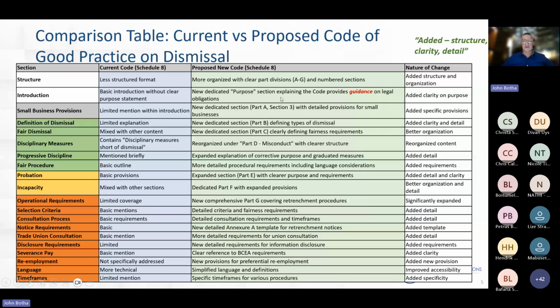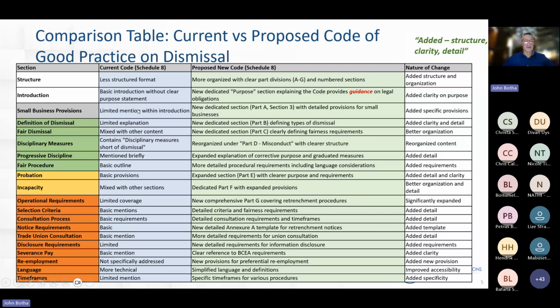Then if we take a look at the purpose of the Code of Good Practice, the provisions say that the purpose of the Code of Practice is to provide guidance on legal obligations. So originally it said, the code is there and employers need to be aware of it, but they've now put the word guidance in and said, well, if you depart from this, you're going to have very, very justifiable reasons.